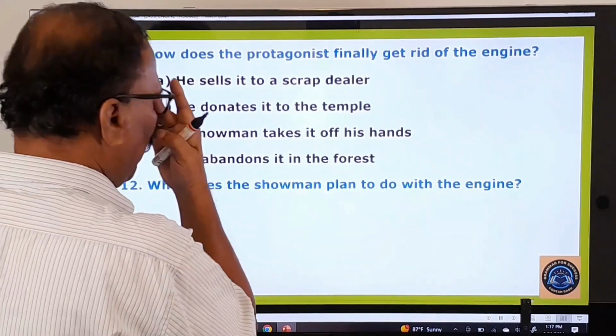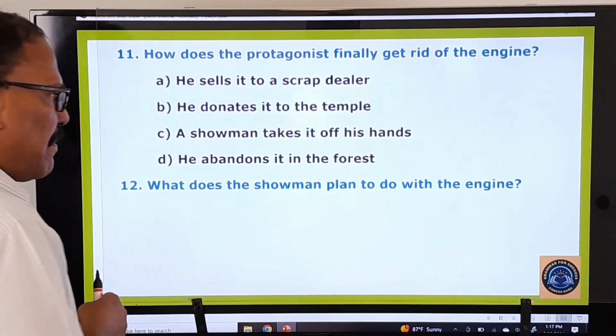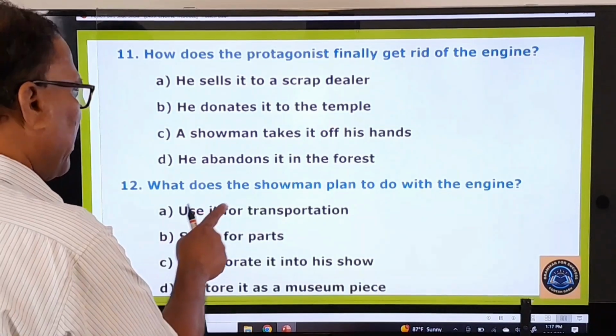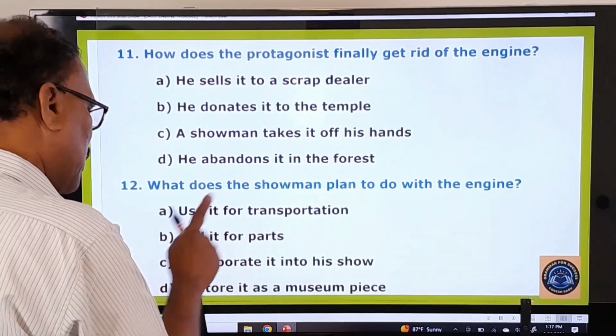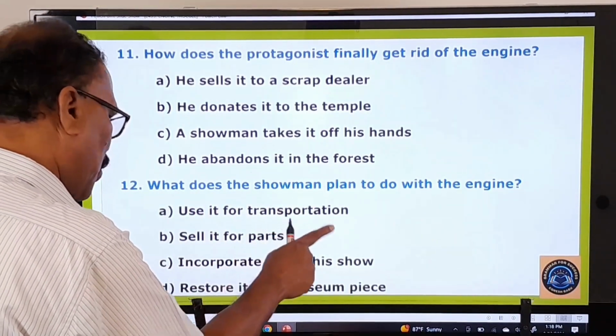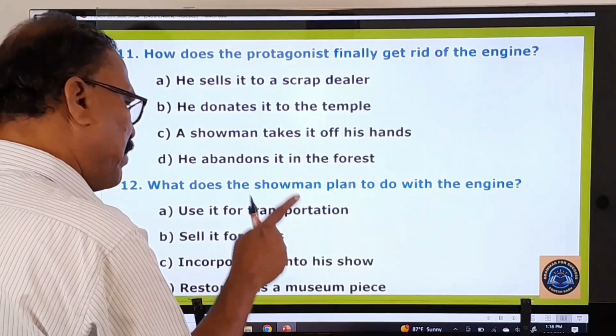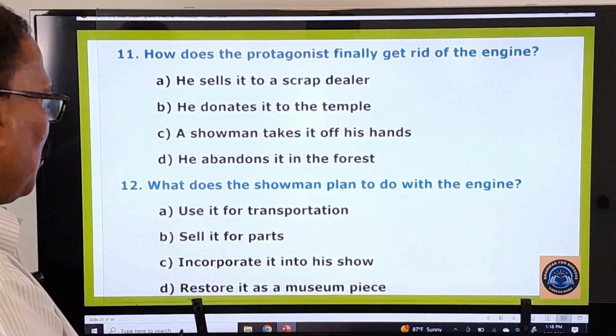What does the showman plan to do with the engine? Use it for transportation, sell it for parts, incorporate it into his show, restore it as a museum piece. Okay, you know that answer. You go to other questions.